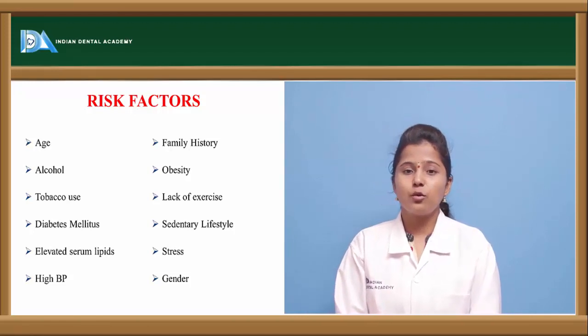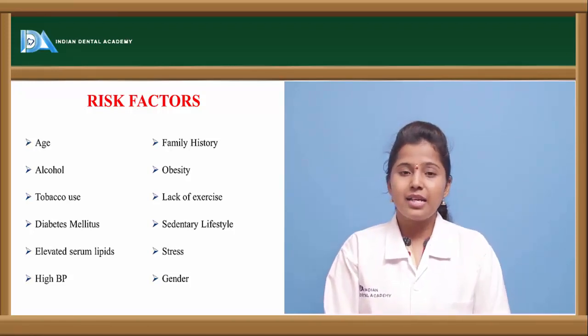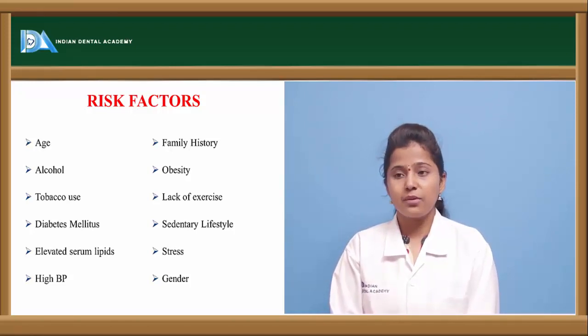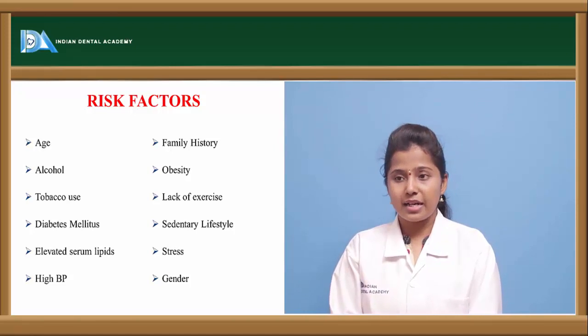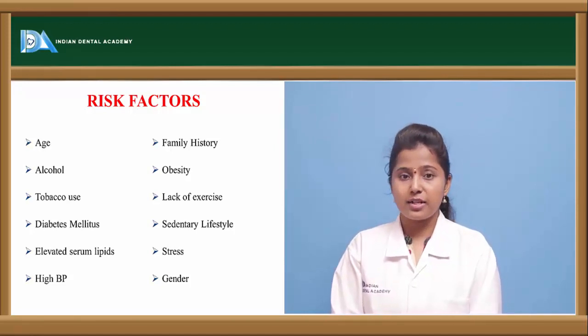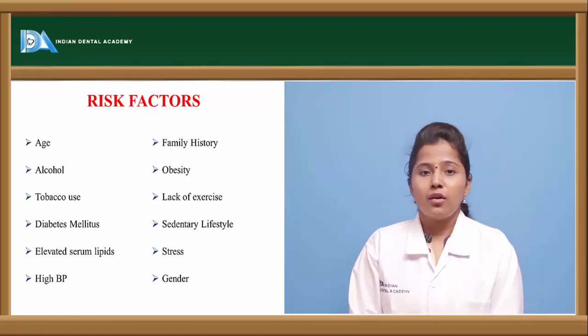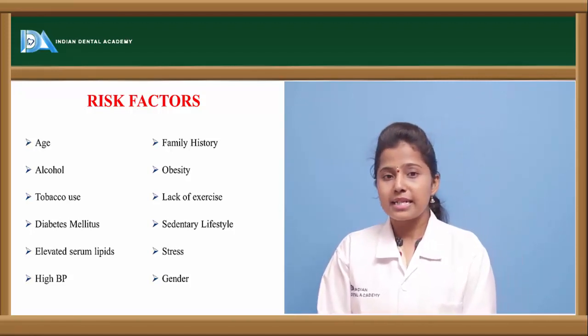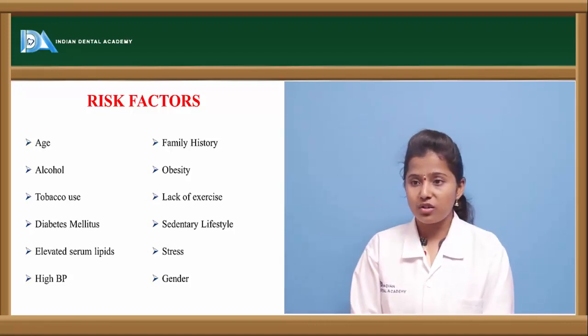If a person has a family history of angina, then he may be prone to angina pectoris. The other one is obesity. Because of being obese or overweight, angina or other cardiovascular disorders can occur. Lack of exercise: if a person is not fit or does not exercise on a regular basis, then also the chances of cardiovascular disorder are there.